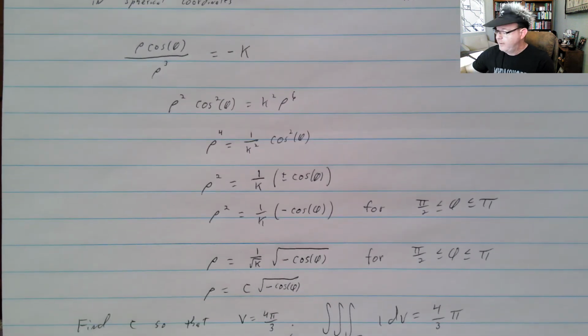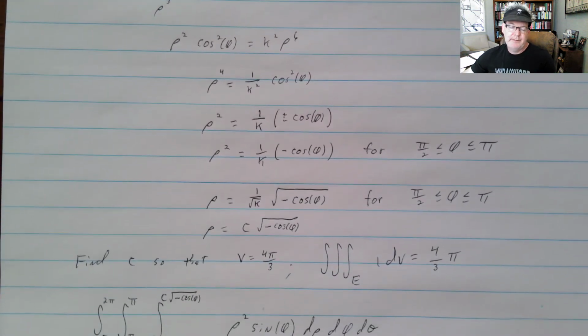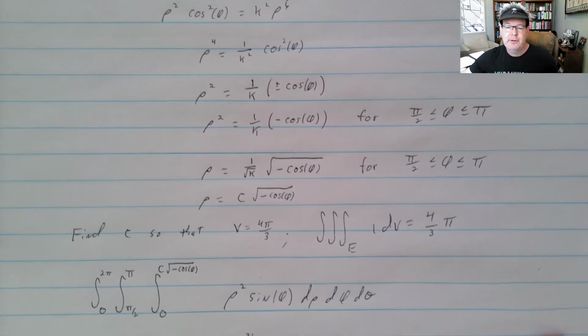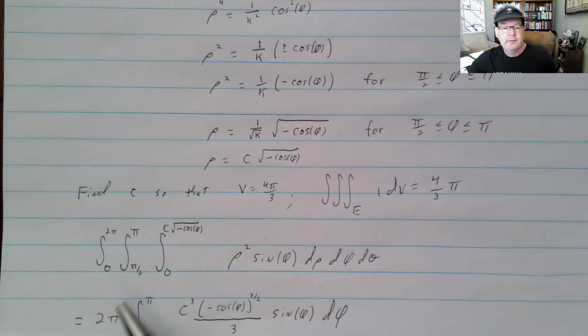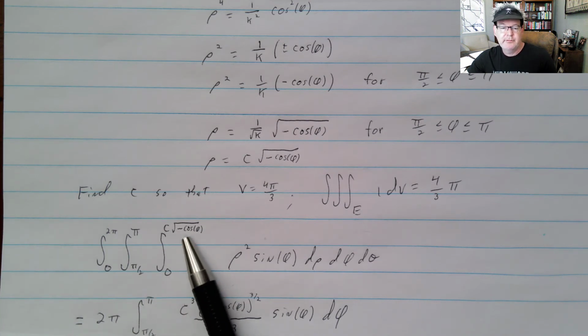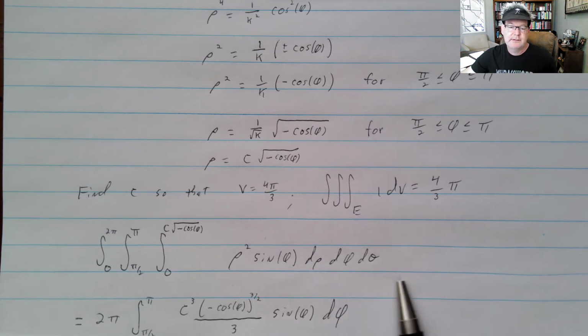And so I'll first find the value of c so that the volume is 4/3 pi. Okay, we might not even know we're looking at a closed surface yet, but we are. So it's not too hard. Just the triple integral of 1. So if I put my limits, it'll be 0 to 2 pi for theta, pi over 2 to pi for phi, then 0 to c square root of negative cosine phi for rho. 1 dV will be 1 rho squared sine phi.